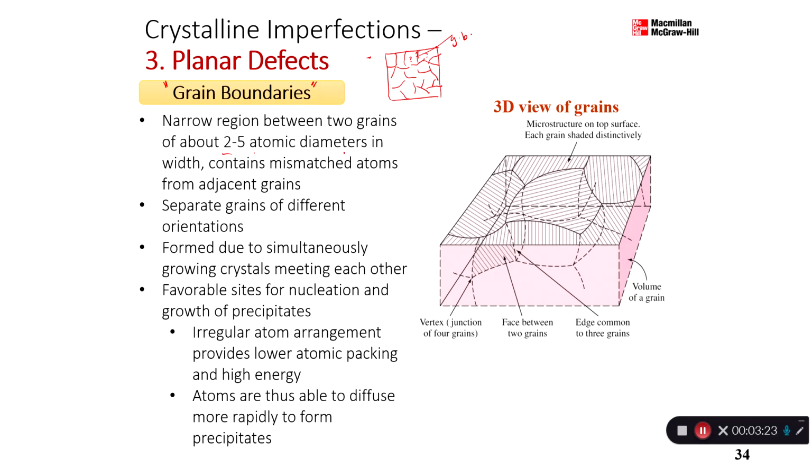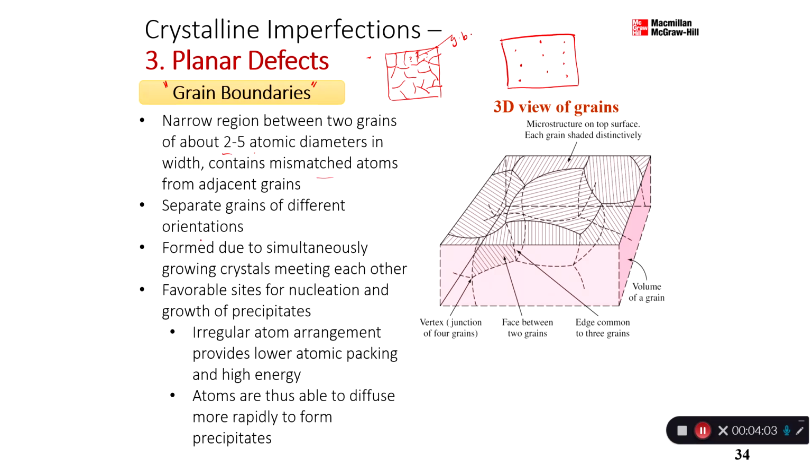And here it contains mismatched atoms. So you can't get a perfect FCC, BCC, etc. arrangement on the grain boundaries. On the lines, you can't get a perfect arrangement. If it were perfect, there wouldn't be any boundaries. It would just be one smooth arrangement like this. But this is not possible because we have nucleation happening at various sites, which causes many crystals to form, which then causes the grain boundaries.